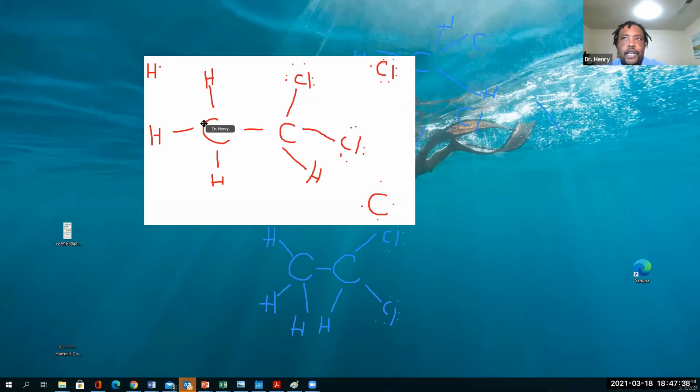And so the first thing we have to be able to do is recognize the Lewis dot structure, right? So we know that hydrogen had 1 valence electron around it. We know that chlorine has 7 valence electrons. And we know that carbon has 4 valence electrons. And this is only occurring when you're sharing electrons, not when you're taking or giving electrons. We'll talk about the taking and giving a little bit later, okay?